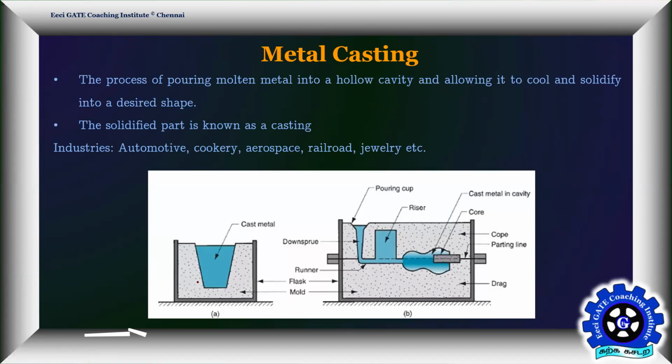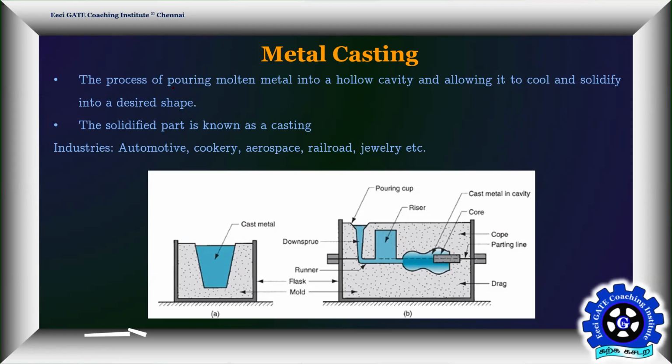Okay. So that is what this is. We can see here the process of pouring molten metal into a hollow cavity, allowing it to cool and solidify into a desired shape. That is our basic definition of metal casting. Cavity itself means hollow, yes, but just to make sure, they wrote it as a hollow cavity.